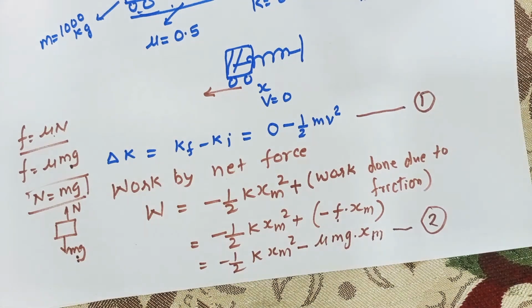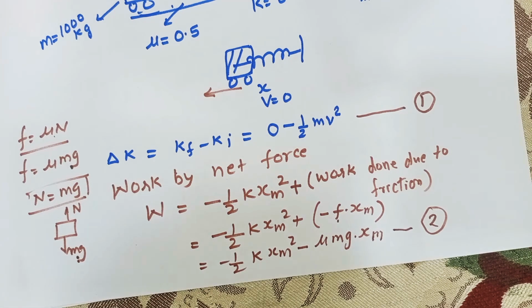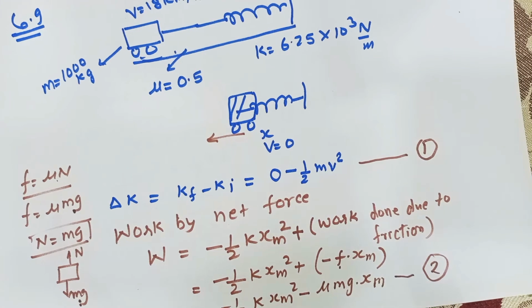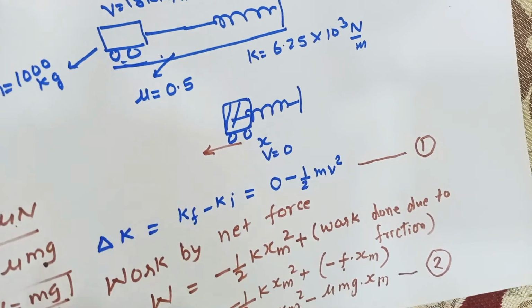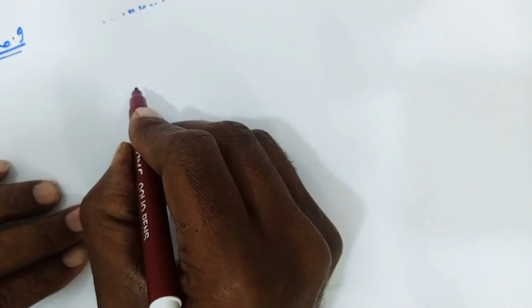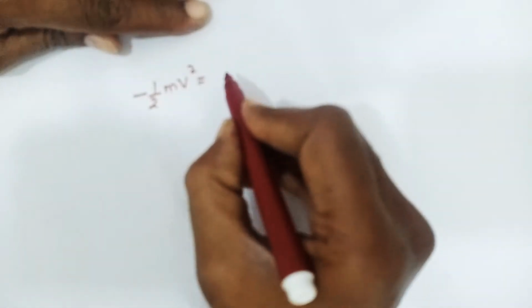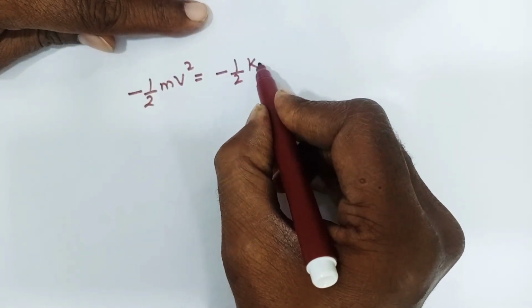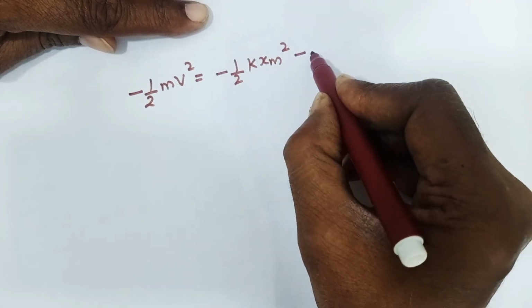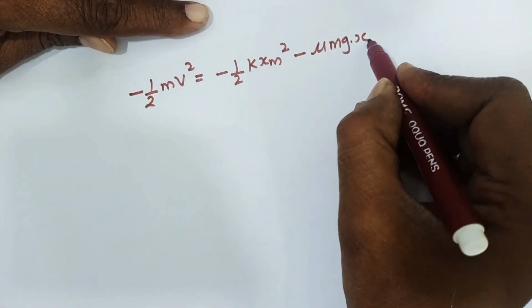Now, according to conservation of energy, the energy before collision must be equal to the energy after collision. So equating equation 1 and 2, because the energy will be the same, we get minus half m v square equal to minus half k xm square minus mu mg xm, and we have to calculate this xm.